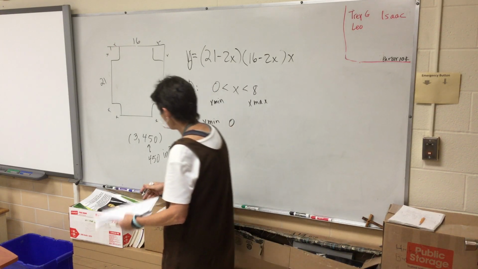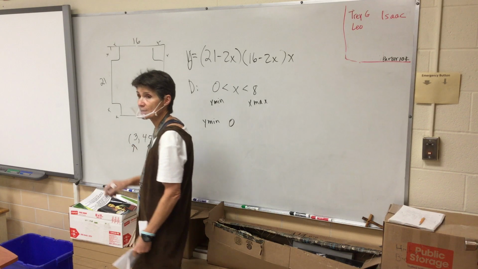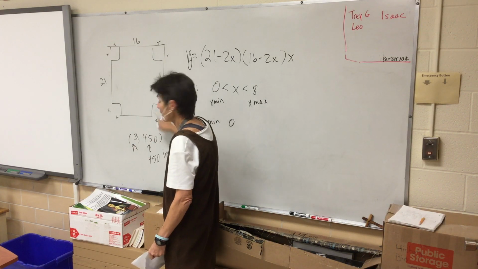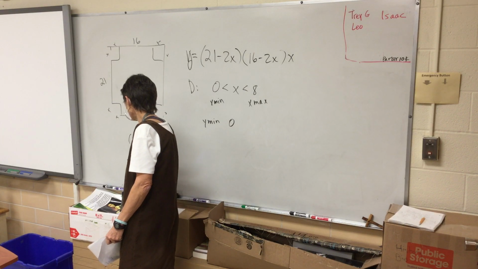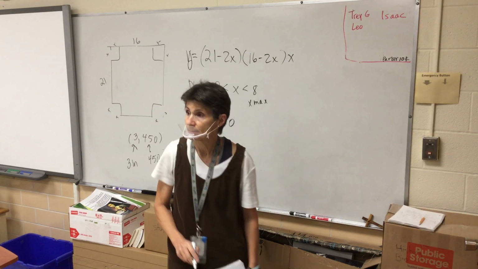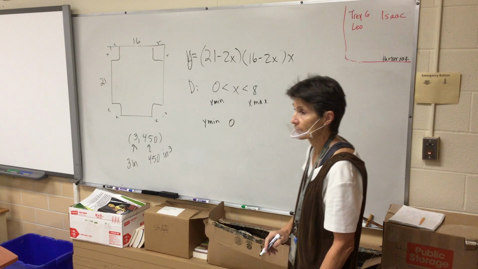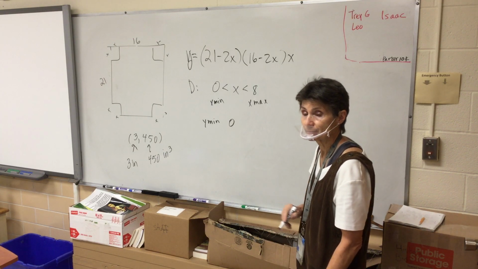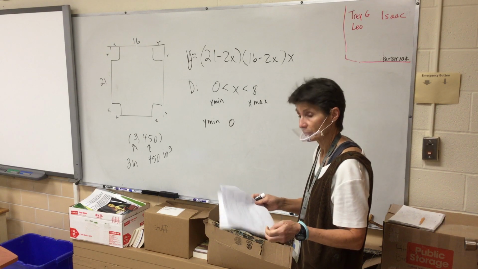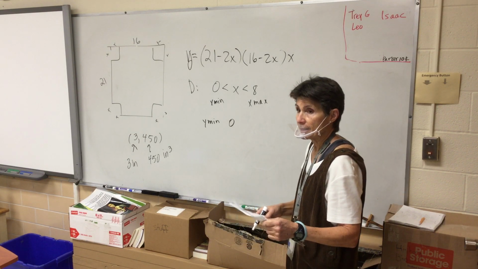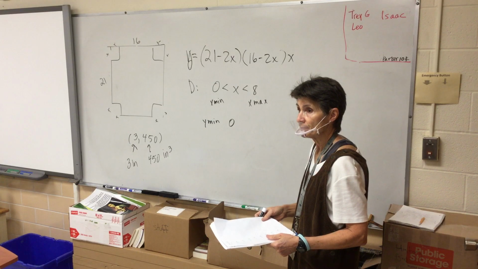Then the second question says, how big were the corners that you cut out? Wasn't that your x? Isn't that what your x is? So how big are the corners? They are 3 inches square, right? 3 by 3. All right, anybody have a question about that one?